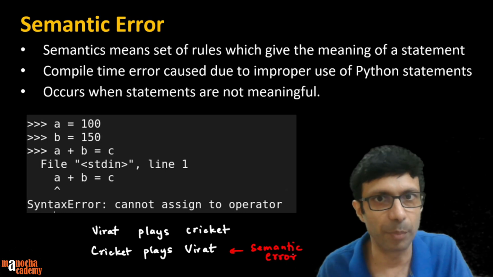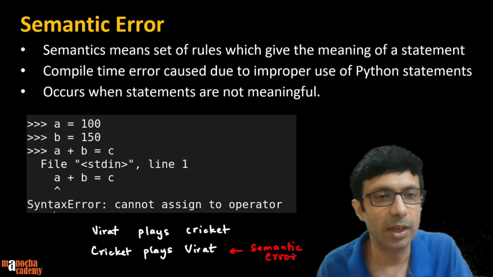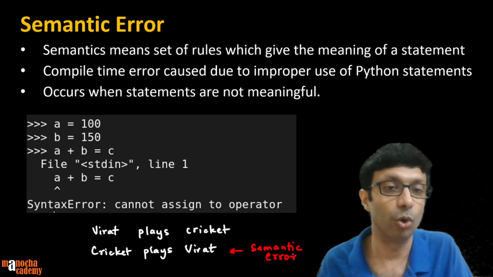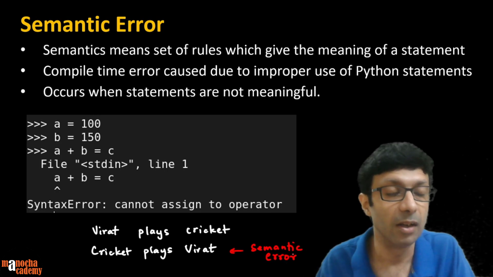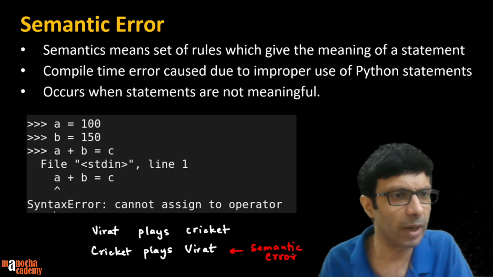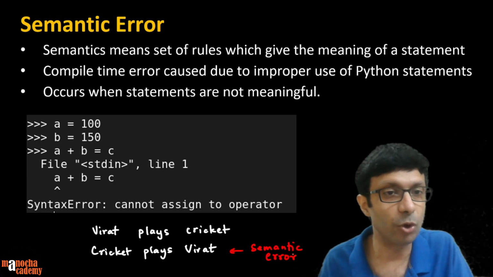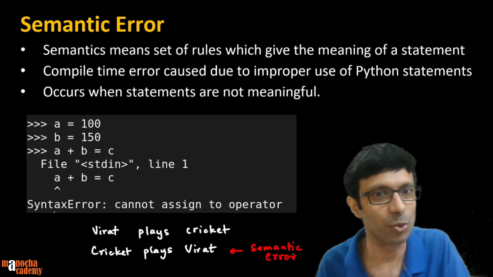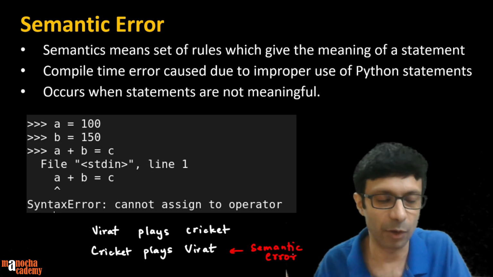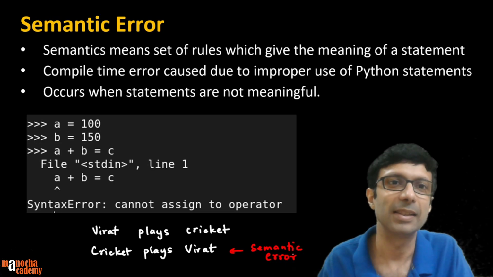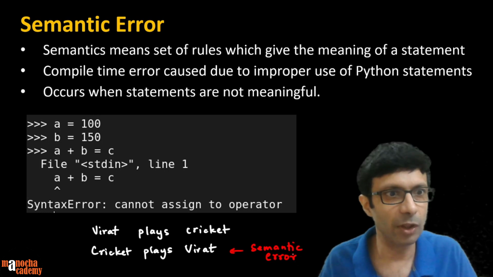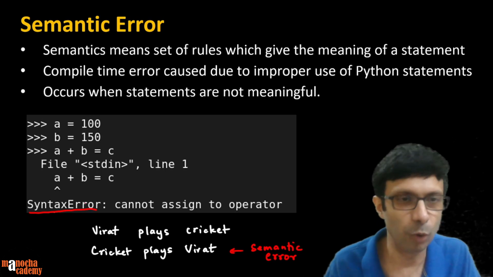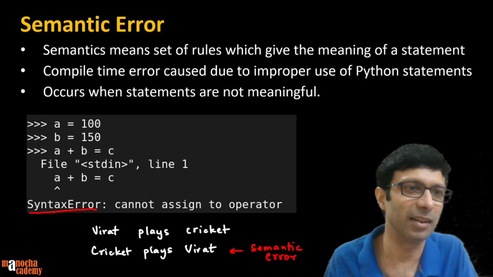In the same way, look at the example here: A equal to this, B equal to this, A plus B equal to C. You know that in Python, as I've shown you earlier, you cannot do assignments like this. Do you guys remember this example? You can do C equal to A plus B, but you cannot do A plus B equal to C. This is counted as a semantic error, even though you can see the computer prints it as a syntax error. So many times syntax and semantic are considered similar.